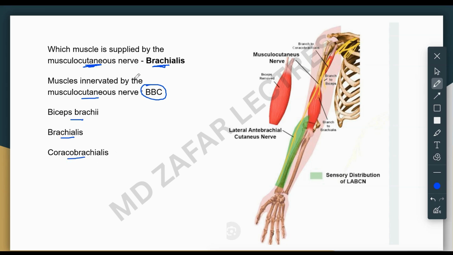Now this is the motor innervation of the musculocutaneous nerve. After passing the elbow joint, it becomes the lateral cutaneous nerve of the forearm. So it supplies this area of the forearm. So musculocutaneous is a mixed nerve. It has the motor supply as well as the sensory supply.